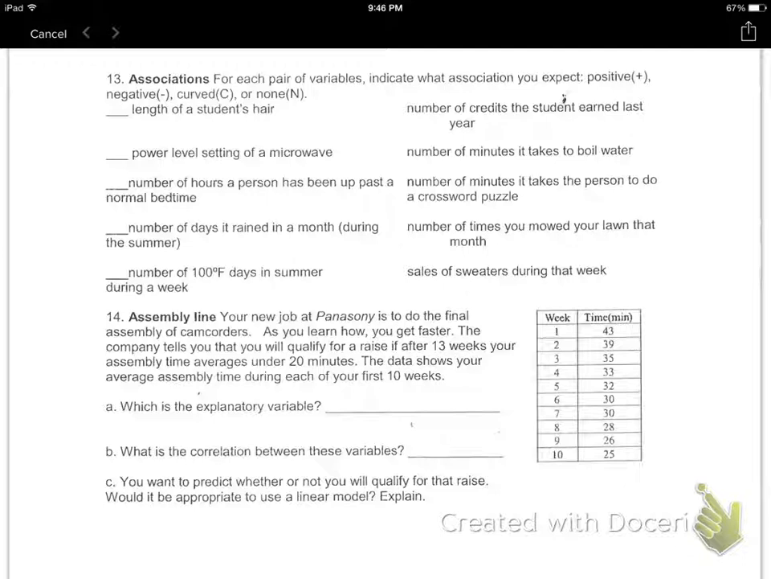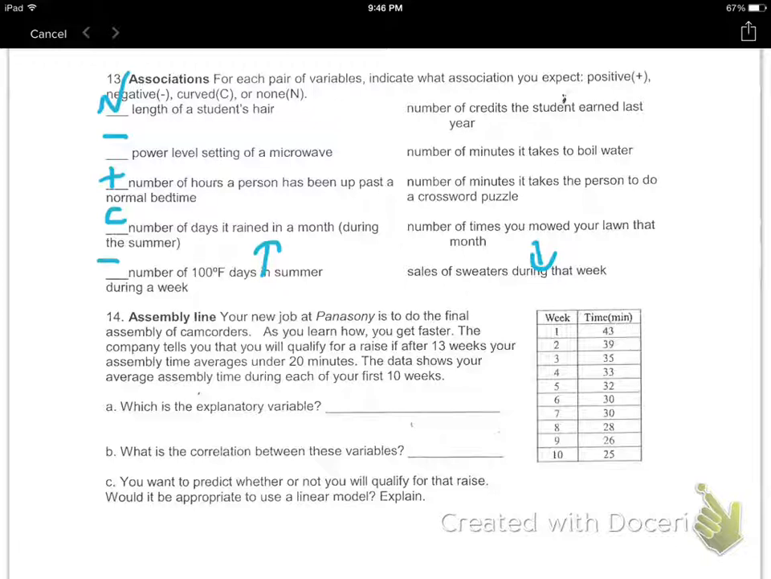Okay, let's go to the last one of number 13. So this was N, negative, positive, curve. Okay, the number of days of 100 degrees in the summer during the week, and the number of sweaters, so the less amount of sweaters, right? So that's negative.